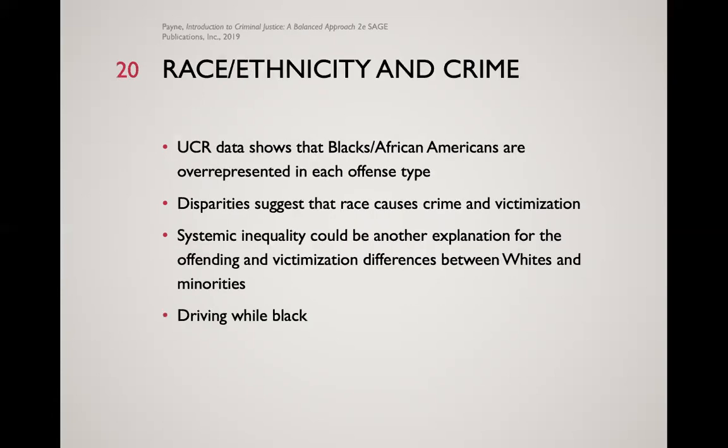So, race, ethnicity, and crime. UCR shows that blacks and African Americans are overrepresented in each offense type. Obviously, we can get into the many different ways why they are overrepresented. In some communities, it is because they commit more crime. In some communities, it is because they are over-policed. In a majority of communities, it's because there's systemic racism that basically makes them commit crime because they don't have any other legitimate ways to make money and make a living. There's tons of different ways. However, all in all, they are overrepresented in each offense type.